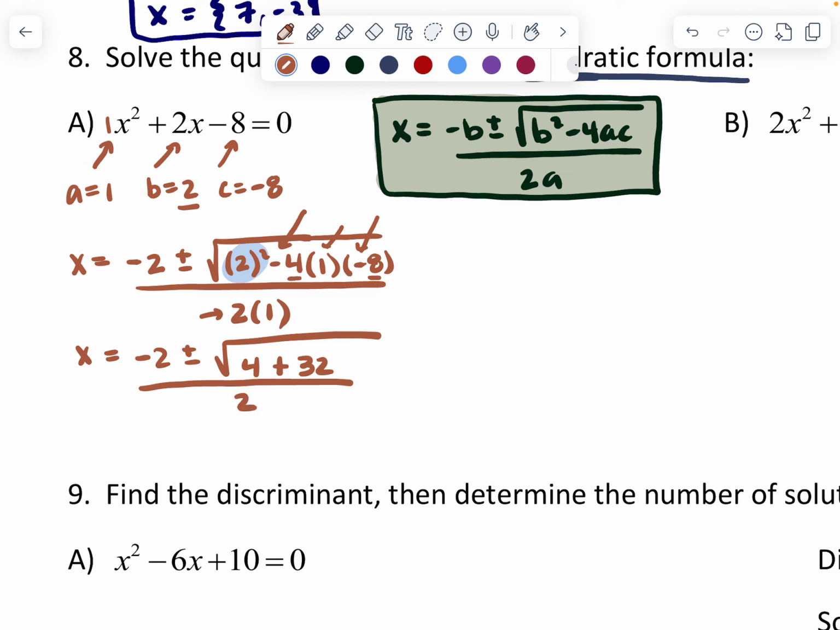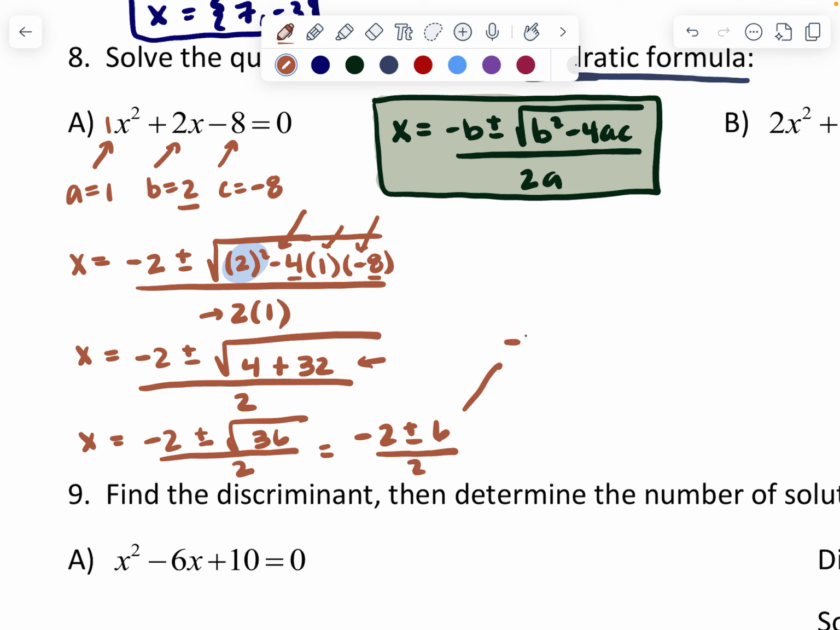Now, if we keep going, we're going to get x equals -2 plus or minus the square root of 4 plus 32, which is 36, all over 2. Hey, square root of 36 is a nice number. Let's keep going. -2 plus or minus the square root of 36 is 6, all over 2. And then you guys, again, this splits up into two different problems. I have -2 plus 6 all over 2, and I have -2 minus 6 all over 2.